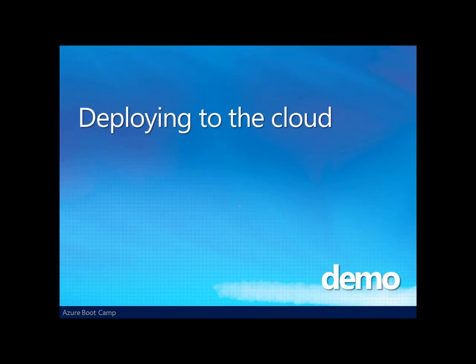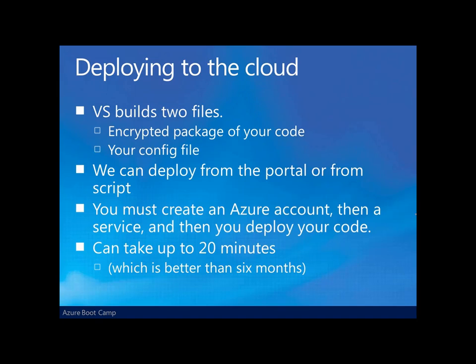Let's now take a look at, once we have an application running in DevFabric, how to actually get it into the actual Azure cloud, into the actual fabric that runs Azure in the Microsoft data centers. So to deploy an application in the cloud, what will we need? Well, we'll have Visual Studio build us two files. One, an encrypted package of our code, and second, our configuration files.